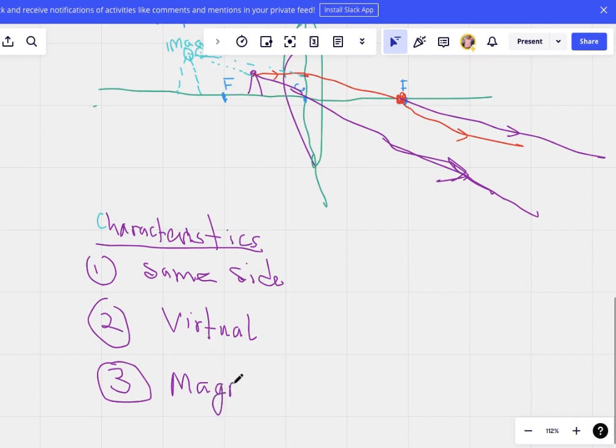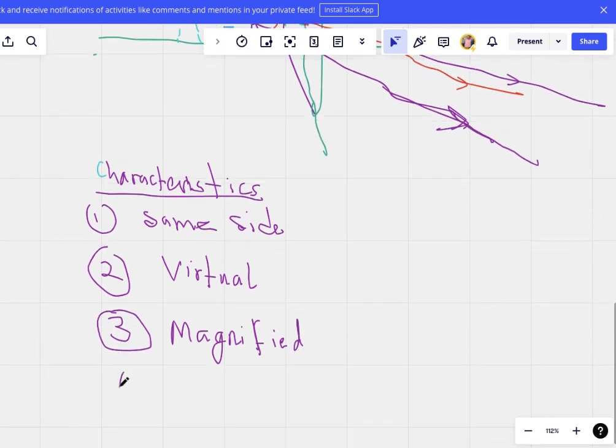Magnified. That's the third property. The third property is that it's magnified. The fourth property is that it's upright. The image is standing upright, meaning it's standing the same as the object. In lenses, the images are usually inverted, but this one is standing upright.